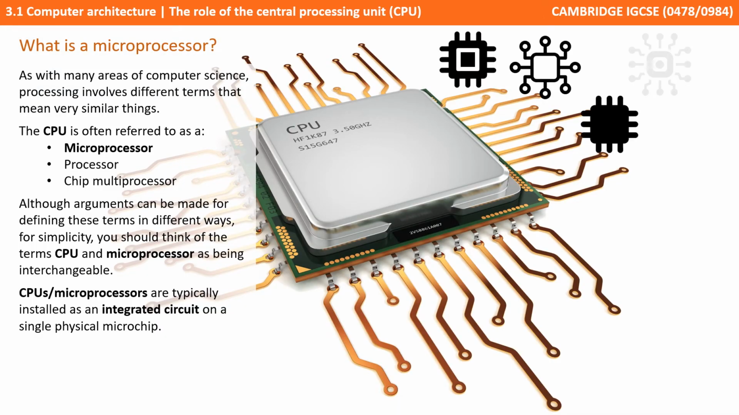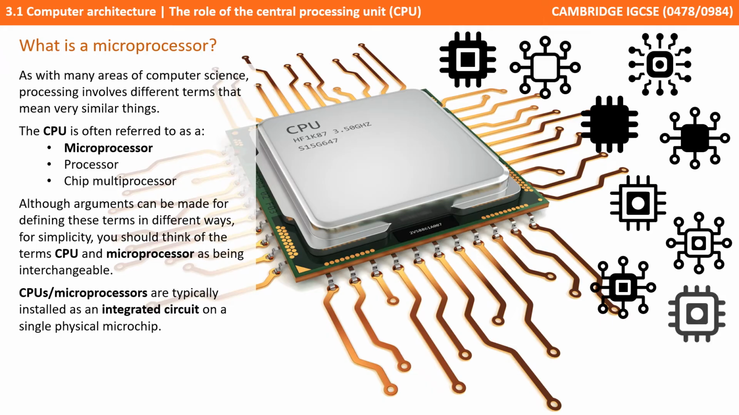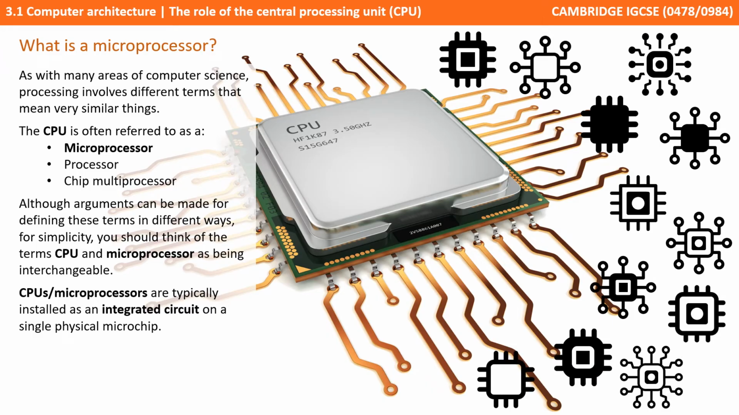Now, as with many areas of computer science, there are different forms of terminology which can mean very similar things. The CPU itself is often referred to as a microprocessor, a processor, a chip multiprocessor, just to name a few. Although we could get technical and there are arguments that can be made for defining these terms in different ways, for your exam and for simplicity, you should think of the terms CPU and microprocessor as being interchangeable. Essentially, CPUs and microprocessors these days are typically installed as integrated circuits on a single physical microchip.